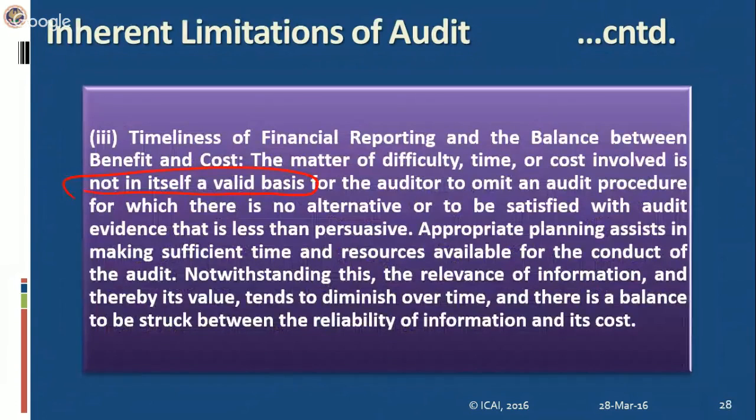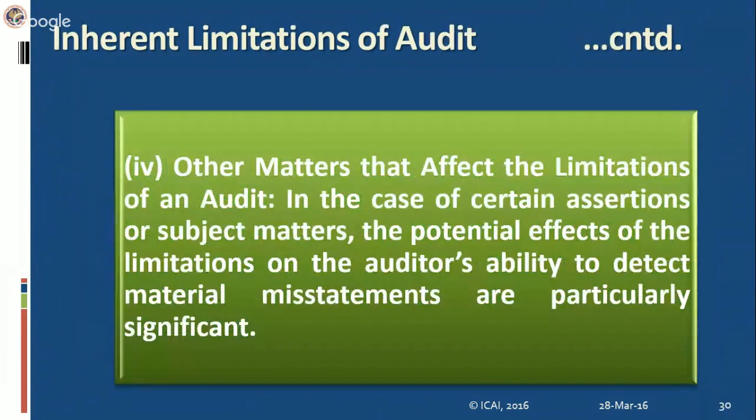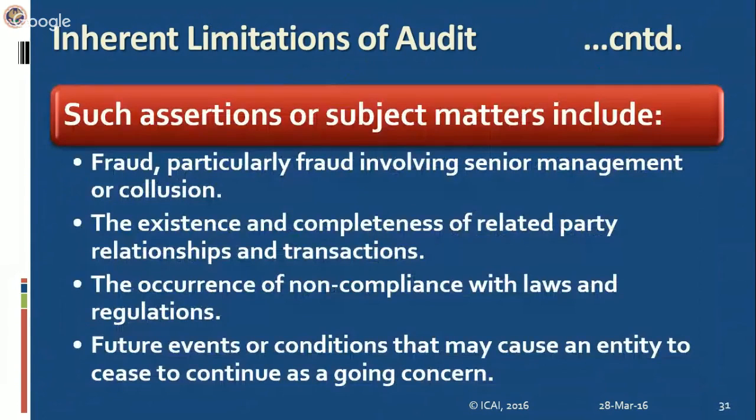Timeliness of financial reporting and the balance between benefit and cost. Other matters that may affect the limitations of an audit include fraud, particularly fraud involving senior management or collusion. Where senior management is involved in fraud, there are fewer chances to detect it because it is actually intentional misstatement. Then the existence and completeness of related party relationships and transactions, occurrence of non-compliance with laws and regulations, and future events or conditions that may cause an entity to cease to continue as a going concern.